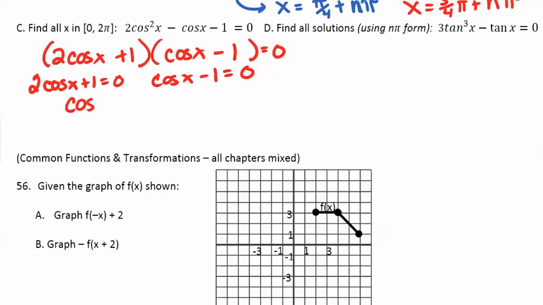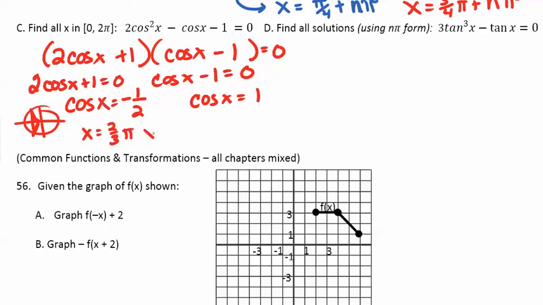I'm going to subtract 1 to move it to the other side, and then I'm going to divide by that 2. And here I'm going to add 1 to the other side. And now I'm going to say, where in the unit circle is the cosine equal to -1/2? The cosine is negative over here in quadrant 2 and in quadrant 3. So x could be 2/3 pi, or x could be 5/3 pi.